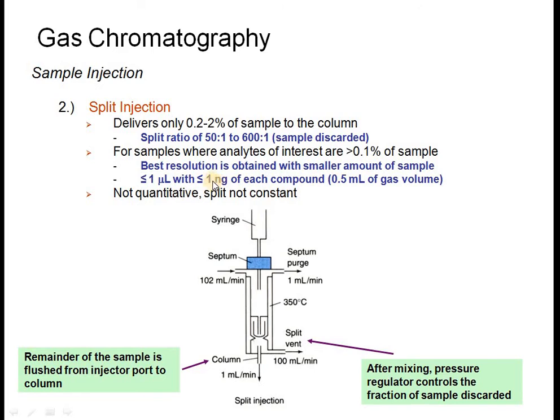Note: quantitative split, not constant. This is the syringe. This is the septum. The septum purge is 1 to 2 ml per minute, and this is 350 degrees centigrade. Split vent is here and the column is here. After that it goes to the column. The remainder of the sample is flushed from the injector port to the column. After mixing, the pressure regulator here controls the fraction of sample discarded.